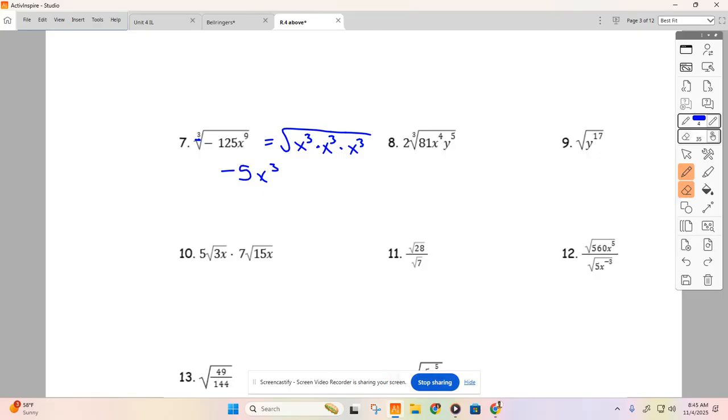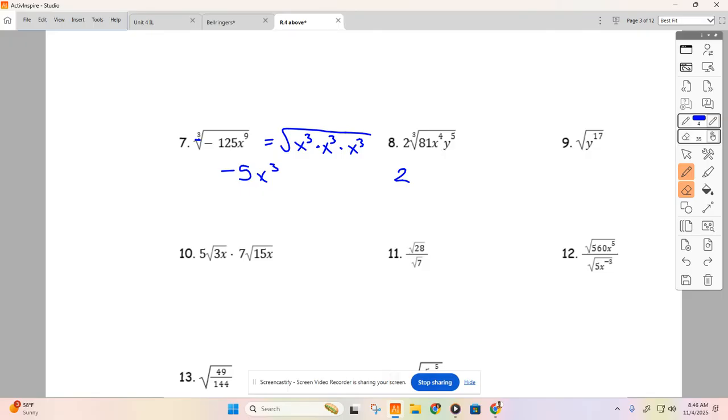All right, this next one. I'm leaving my 2 out here. I don't want to forget my 2. For 81, I'm finding the cube root of 81. First, I want to see, is 81 a perfect cube? Cube root of 81, no, it is not a cube. So now I need to see what cube roots will go into 81.